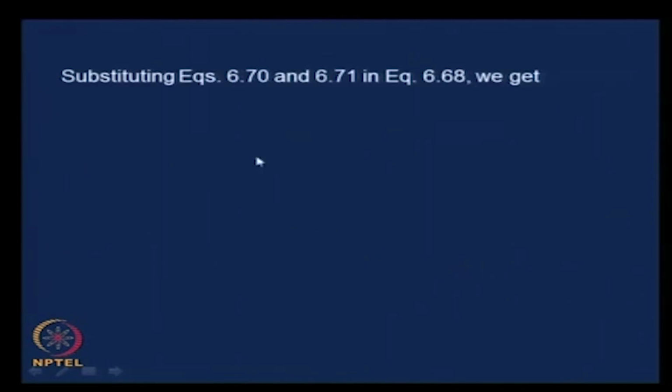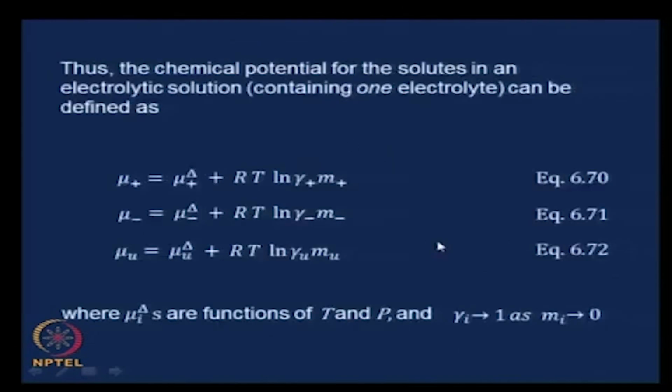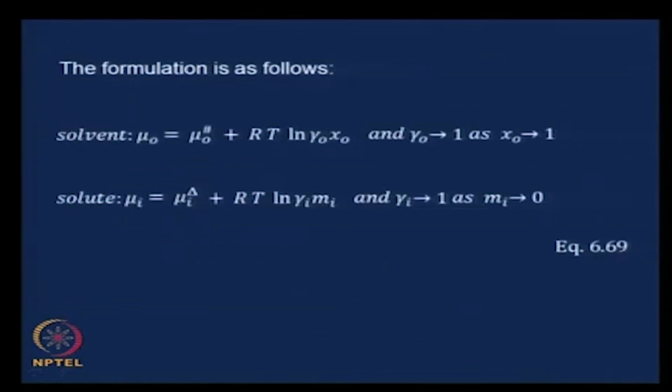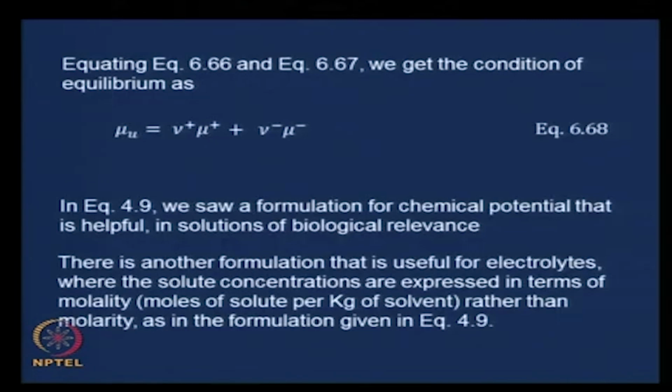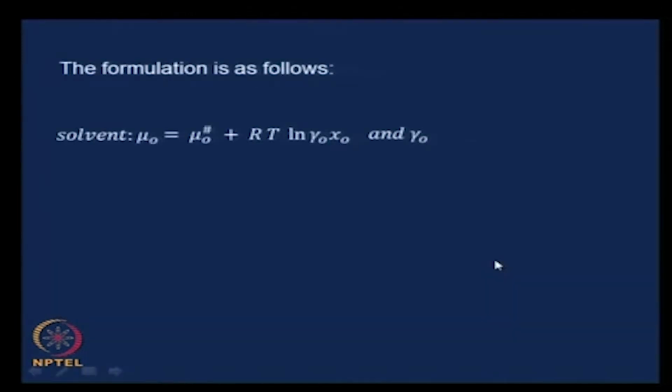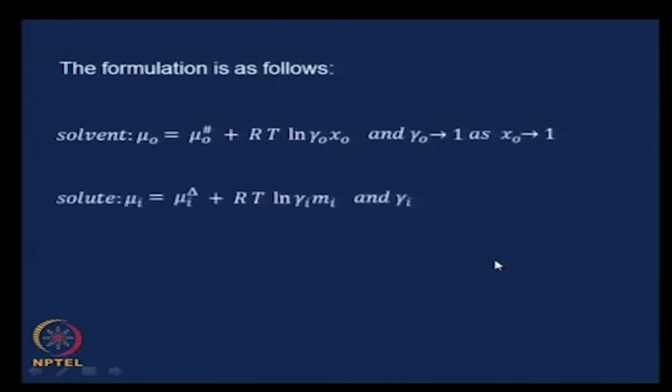Now, if we substitute equation 670 and 671 in 668, what do I mean by that? 668 was this. This is the condition for ionic equilibrium. Mu of the undissociated species is sum over nu i mu i, or in this case nu plus mu plus plus nu minus mu minus. So, if we substitute it there, we will do that in a little while.